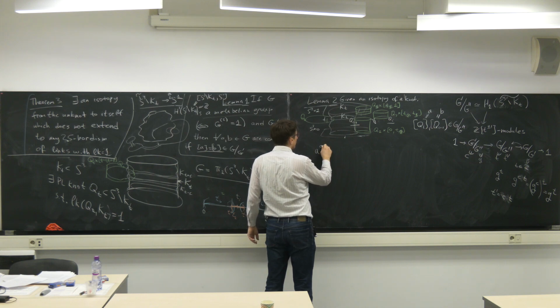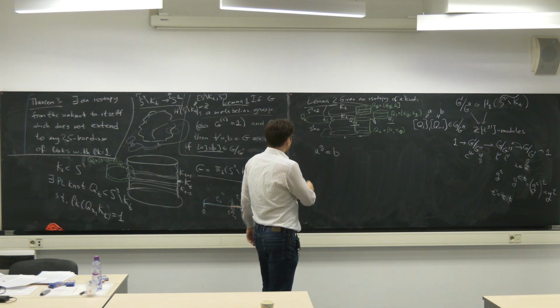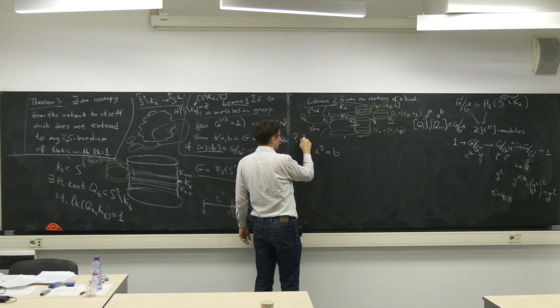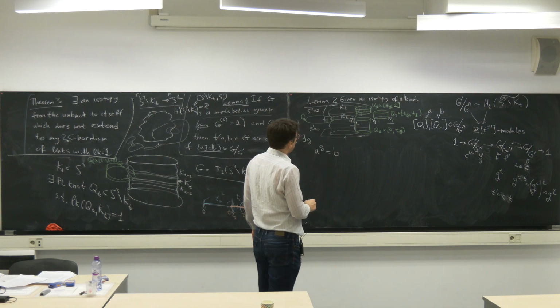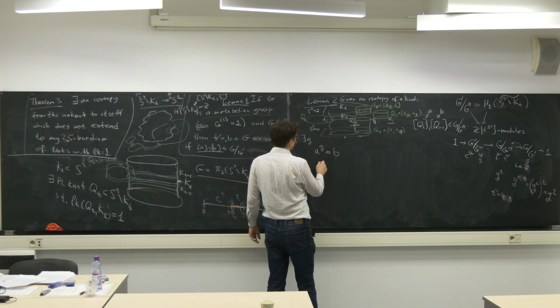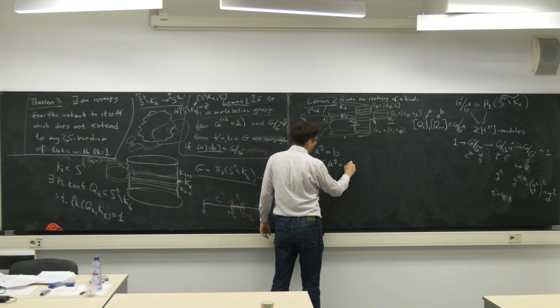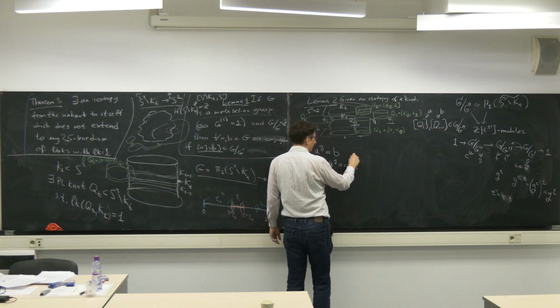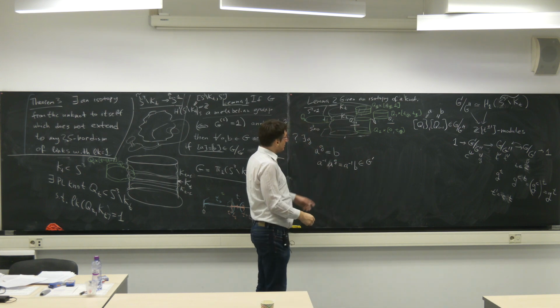Okay, so I want to find G such that A conjugated by G equals B. I don't know if there exists such a G. But let me rewrite this equation. Let me write A inverse, then I write A conjugated by G equals A inverse B. Now this belongs to the commutator subgroup, because A and B have the same abelianization.